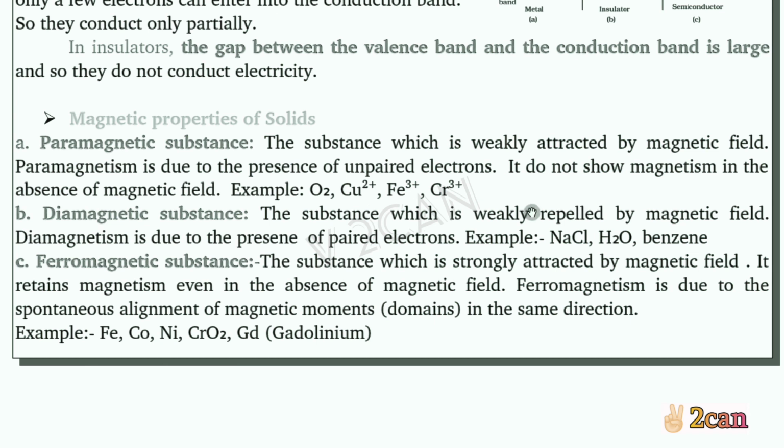Magnetic properties of solids. Paramagnetic substance. Substance which is weakly attracted by magnetic field. Paramagnetism is due to the presence of unpaired electrons. They do not show magnetism in the absence of magnetic field. Example: oxygen, Cu2+, Fe3+, Cr3+.